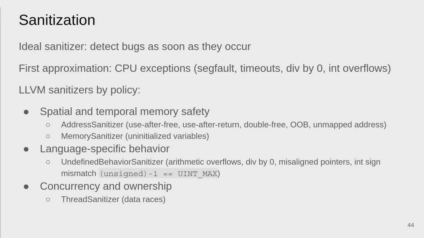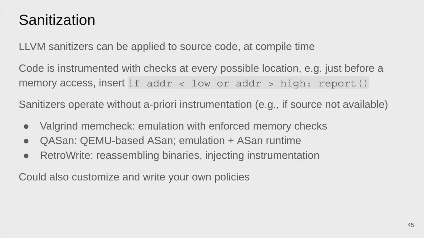There's other sanitizers, for example, for language-specific behavior, such as undefined behavior, or concurrency for thread interleavings. LLVM sanitizers can be applied to source code during the compilation of the program. Code is instrumented with checks at every possible location, as I just mentioned. So for example, before each variable access or each memory access, the compiler would add a check: if the address is smaller than the beginning of the object or larger than the end of the object, it would report an error.